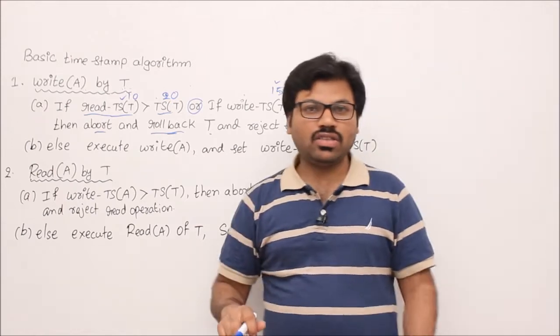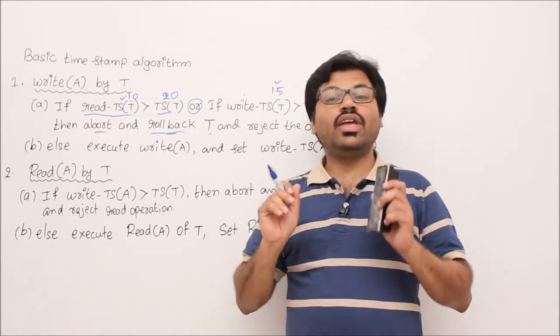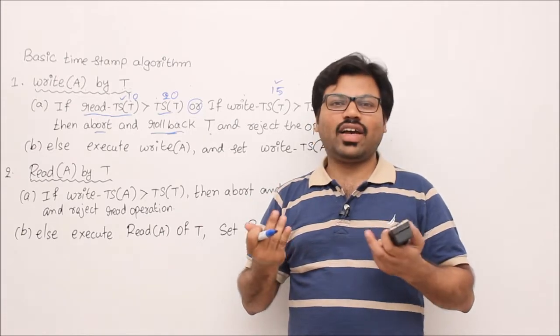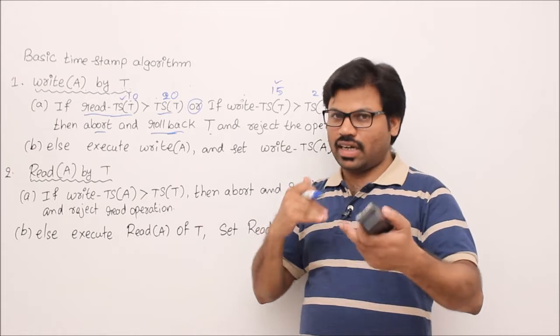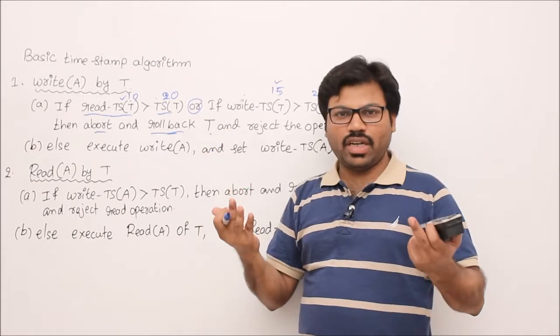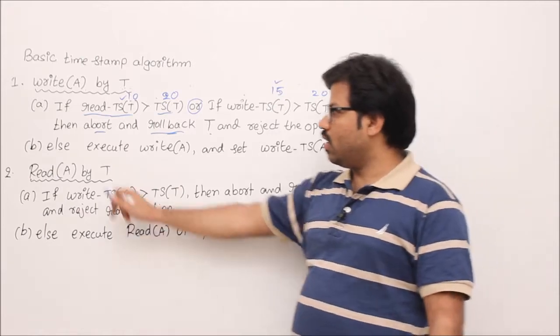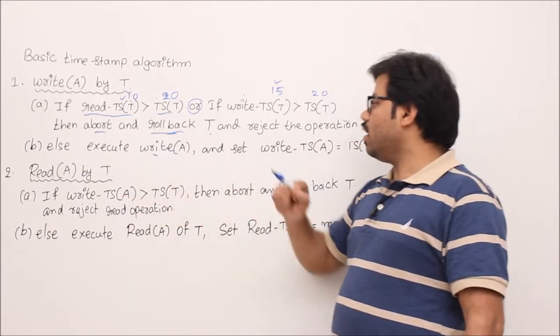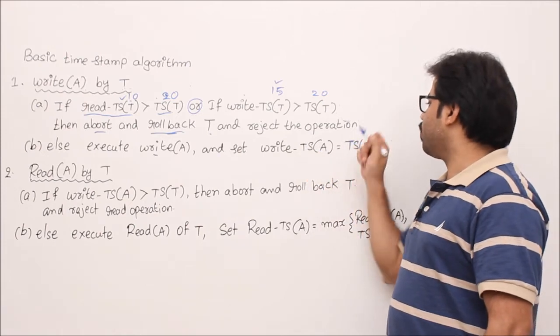15. That means they are definitely older than you. So no younger transaction read it, no younger transaction wrote it. Then it is so far in correct order. If you perform your operation, then still you are doing it in correct order. That's why definitely you will be allowed. So execute write A and set write timestamp to timestamp of T.